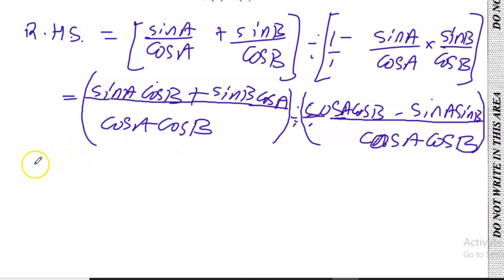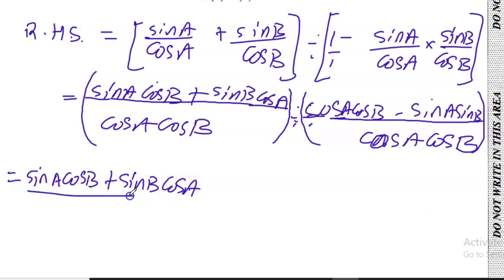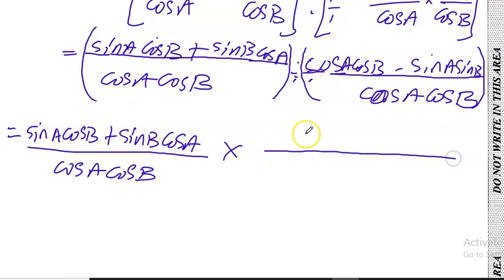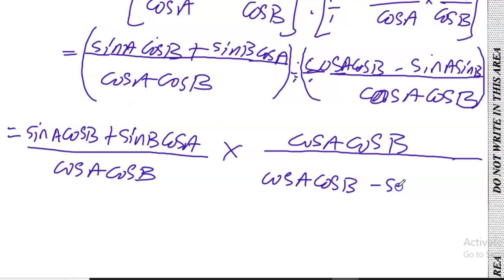Now of course, this would be sin A cos B plus sin B cos A upon cos A cos B times, and we can reciprocate over here, so we end up with cos A cos B upon cos A cos B minus sin A sin B.